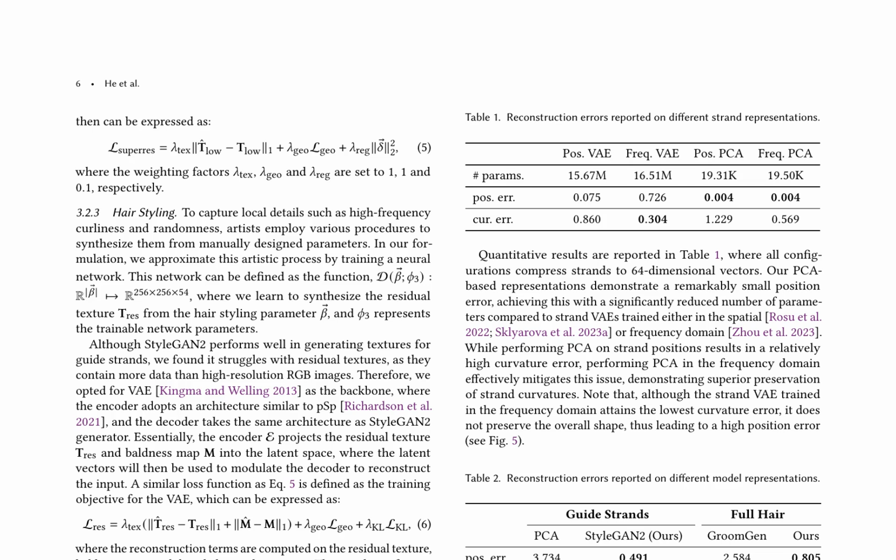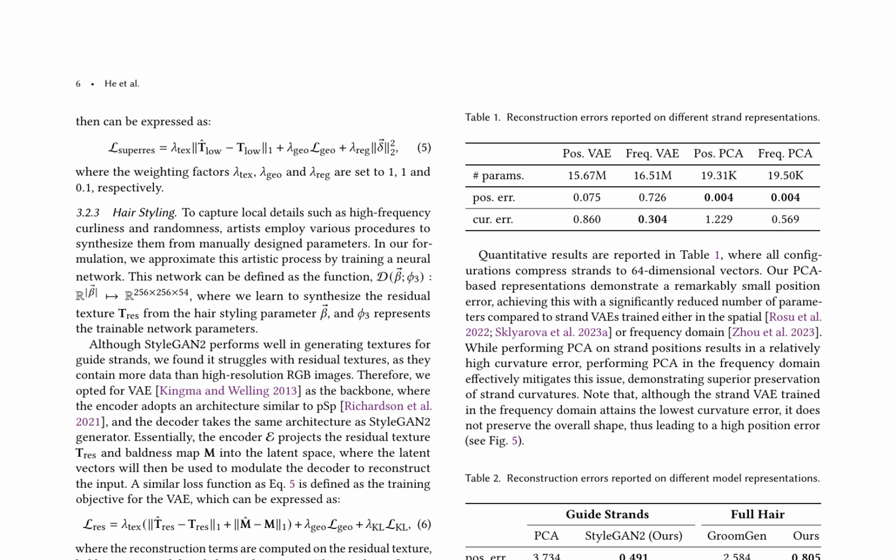The authors first introduce a PCA-based strand representation, which significantly reduces the number of parameters required compared to strand VAEs trained in the spatial or frequency domain. This representation demonstrates a remarkably small position error and effectively preserves strand curvatures.